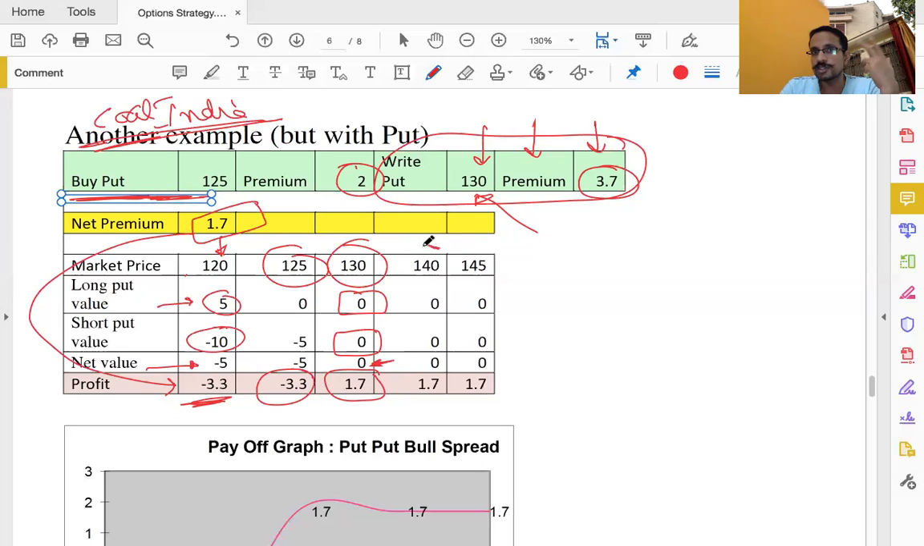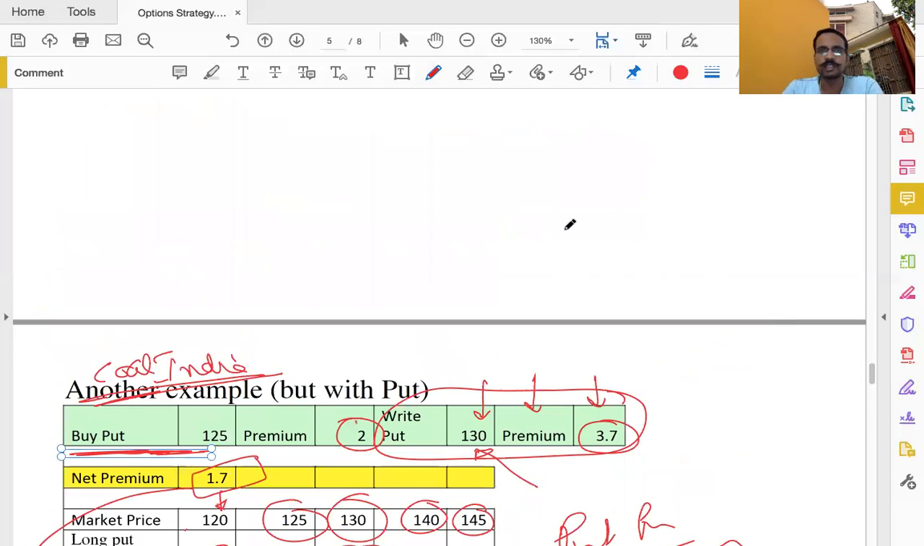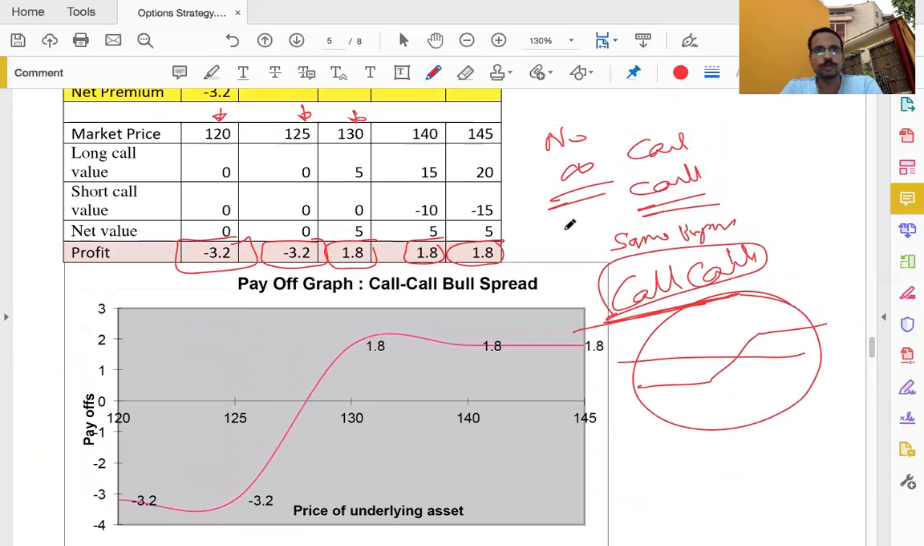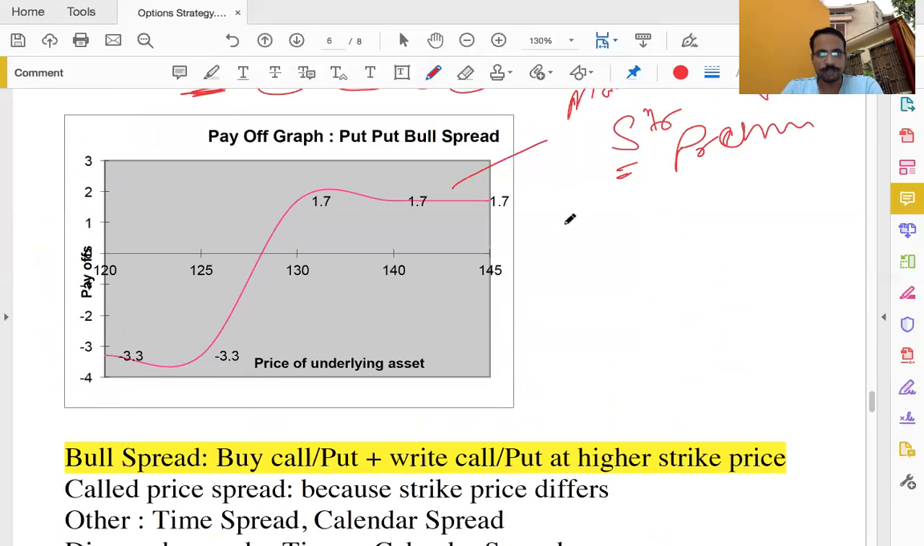And the profits start when the market price goes up, up, up. So at 140, nobody exercises their options, but the premium remains. So the maximum you gain in this strategy is the premium. So in case of put, maximum gain is limited to premium, right? In case of call, also the maximum gain was limited, but not to the premium. It was a different amount there, right?